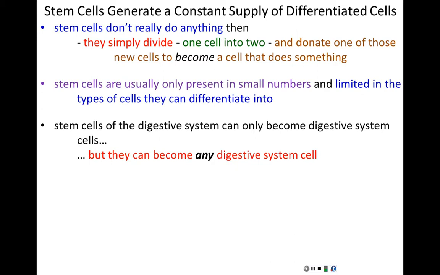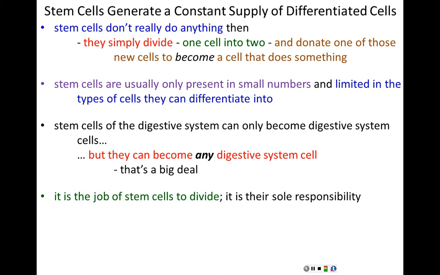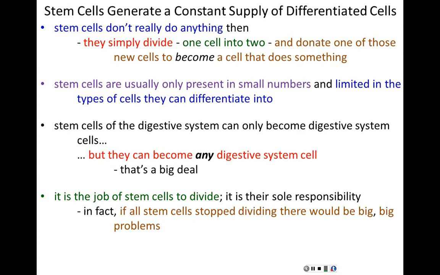That's what we needed. All of those cells, nutrient-absorbing cells, mucus-making cells, cells that secrete collagen for the ECM, those cells are all terminally differentiated. They ain't dividing anymore. So when we need to replace them, we need these digestive system stem cells to step in and become those new cells we need to replace. That is the job of stem cells, to divide. That is the sole responsibility and need that we have for stem cells. In fact, if all of the stem cells stopped dividing, we would have a big, big problem. The life expectancy of that organism would be numbered.